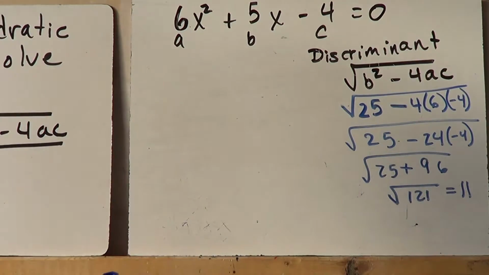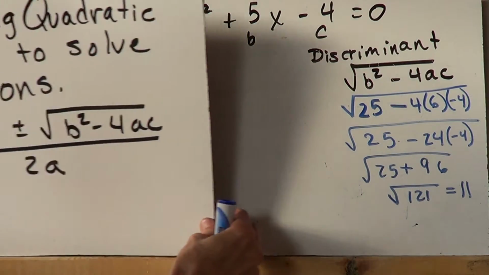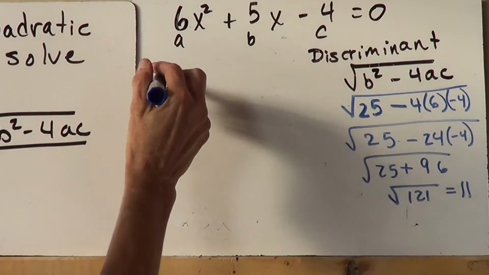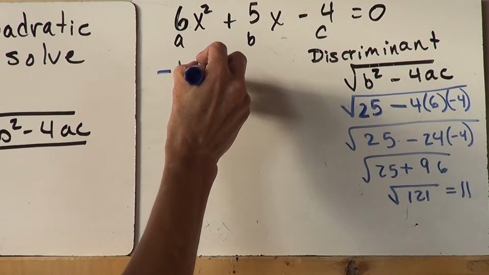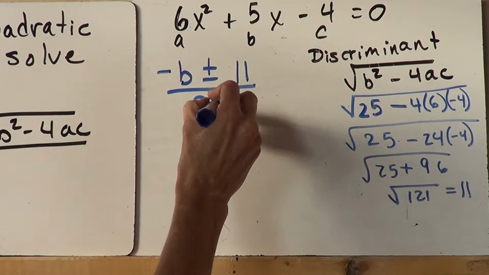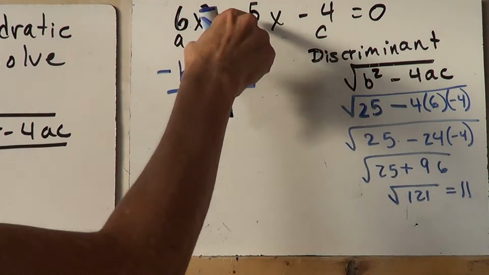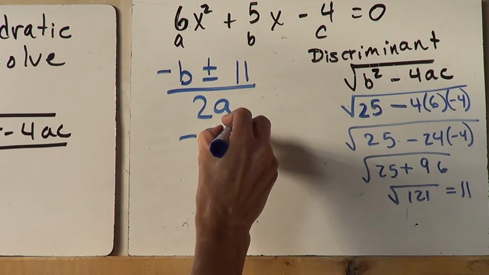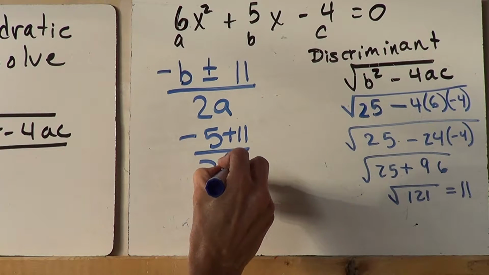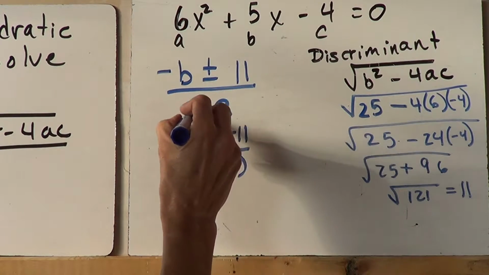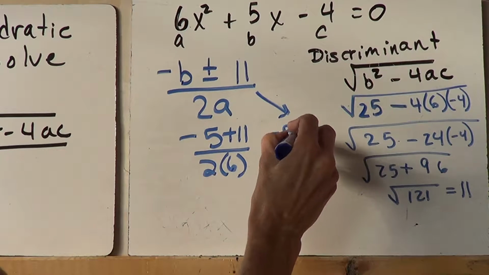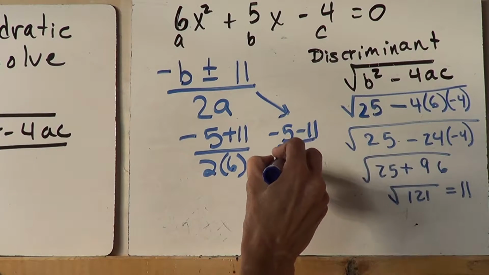Now, we take that for the discriminant and we put it in the equation right here for this part. So I go and I write negative b plus or minus 11 over 2a. Now I plug in my negative b plus 11 over 2 times 6, and then I write it the other way too. This is only one way, it's with the plus. This is the negative, negative 5 minus 11 over 2 times 6.